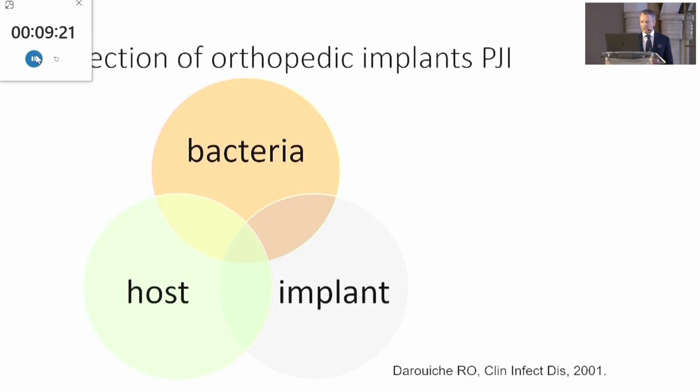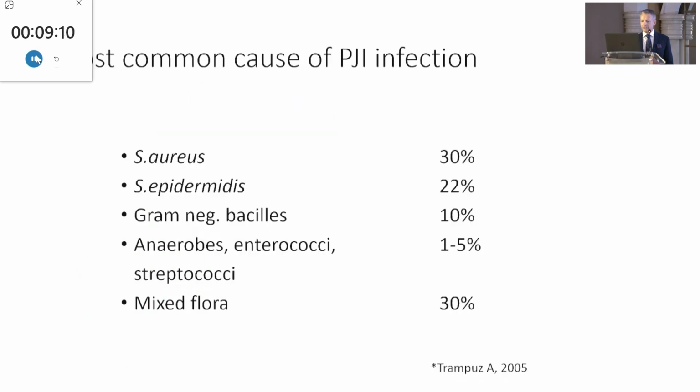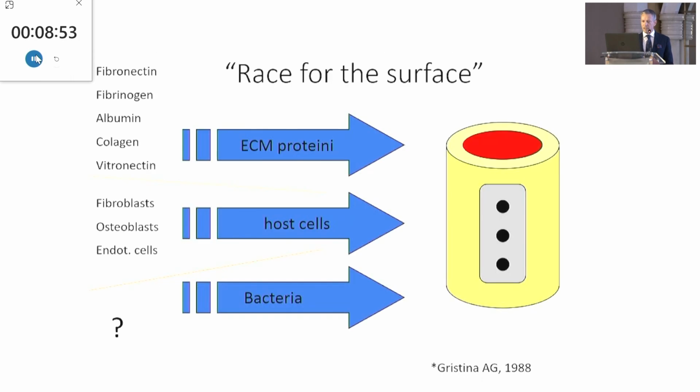So it starts with this thesis: we need an implant as well as bacteria and a host in order to have PJI. We know that more than 50% of all PJIs come from skin, and that the most common bacteria, like S. aureus and epidermidis, are responsible for more than 50% of our PJIs. How does it start?